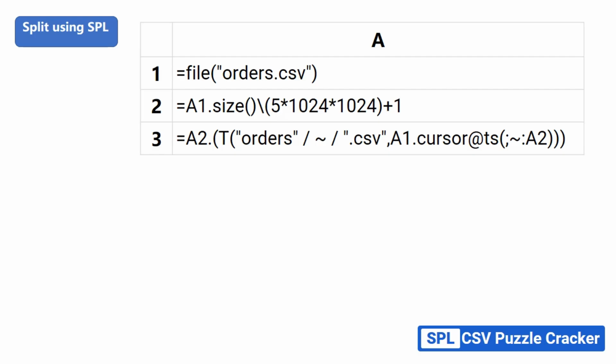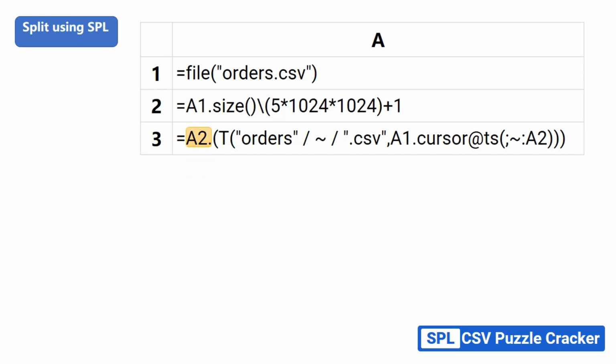A1 defines file object. A2 calculates the number of small files, divides the file size by 5 million, and adds 1 to ensure that each small file is slightly less than 5 megabytes. A3 splits the large file into A2 segments and writes them out in loop.